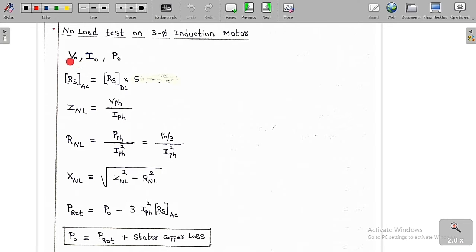These are basically line voltage. So we have to divide by root 3 to get the phase voltage, which is V0 by root 3. So V phase is nothing but V0 by root 3.